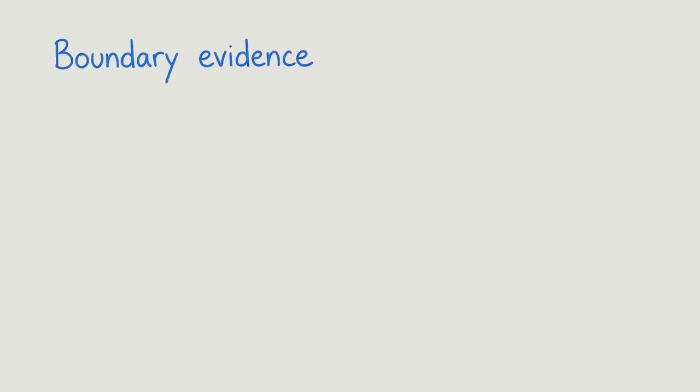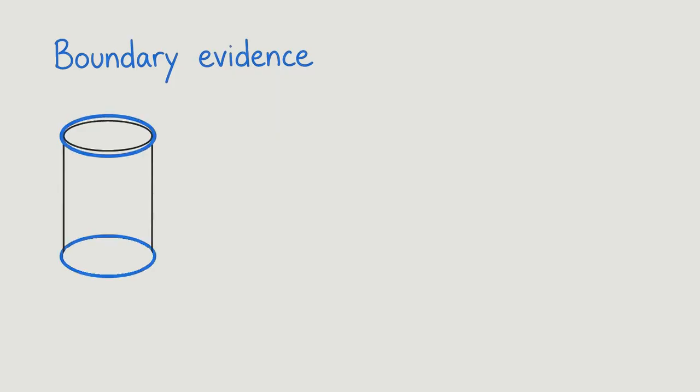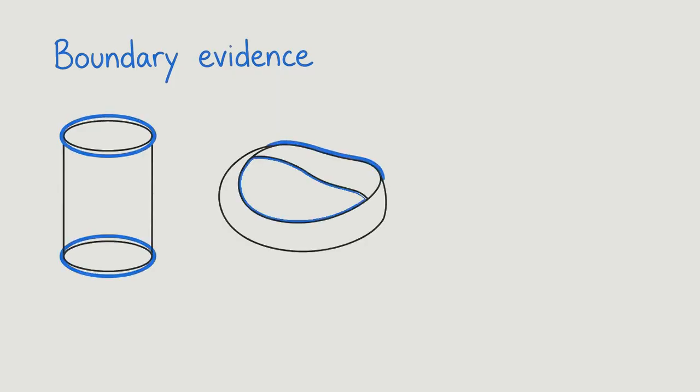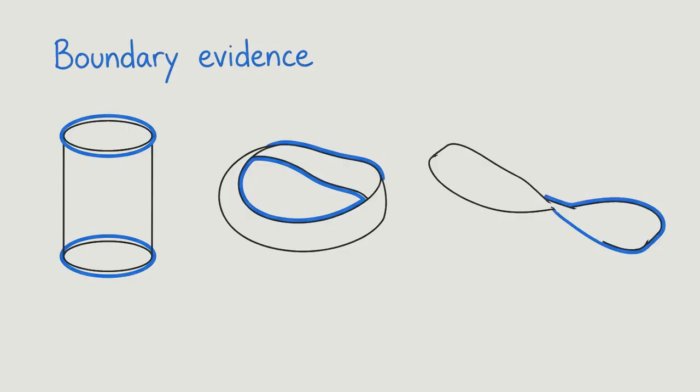Another piece of evidence comes from the boundary. A cylinder has two separate boundary circles. A Mobius strip has only one. When the rectangle's edges are glued with a flip, the top and bottom edges connect into a single loop. The same twist that kills orientation also merges the boundaries.